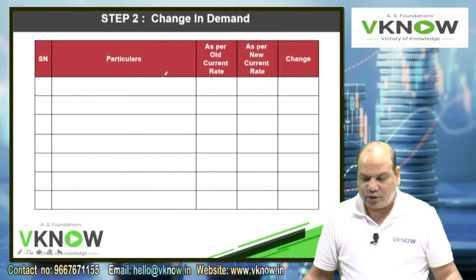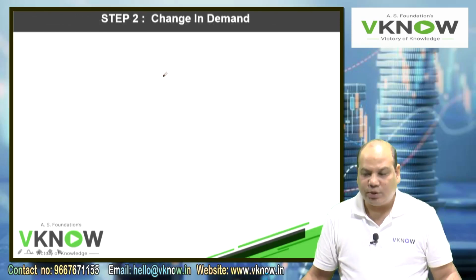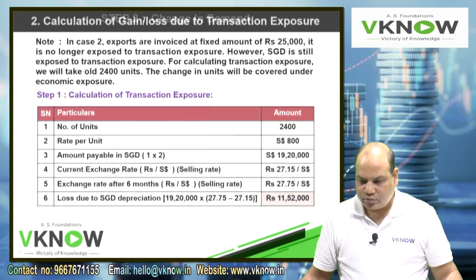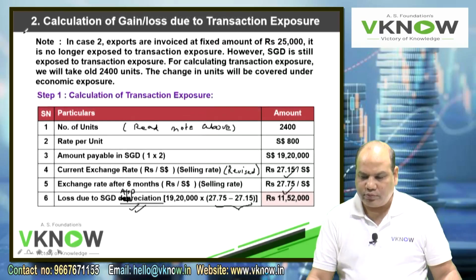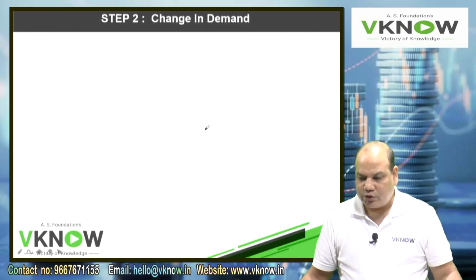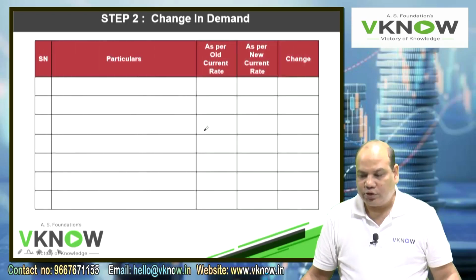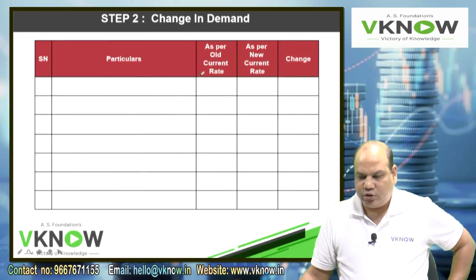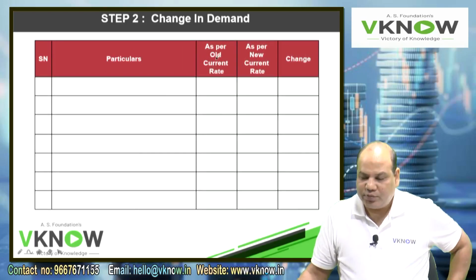Now write down under this part 2 of this question, step 2. This is part 2 of the question. Under that, step 1 was transaction exposure, and step 2 write down change in demand. Step 2, change in demand. Right hand side 3 columns. As per old current rate.